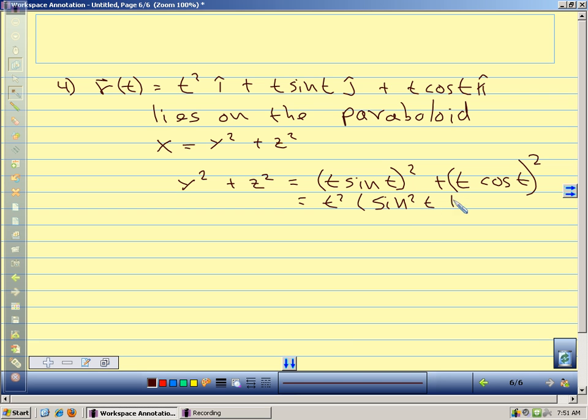sine squared t plus cosine squared t. And that just is 1, so that's just t squared. And t squared is x. So y squared plus z squared equals x. So that's how you could verify it with some equations. Does that make sense? Any questions?